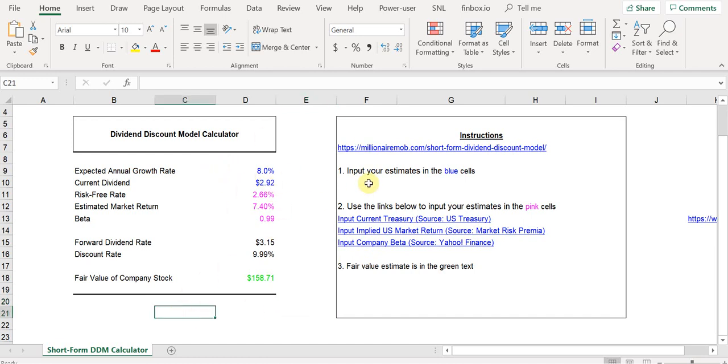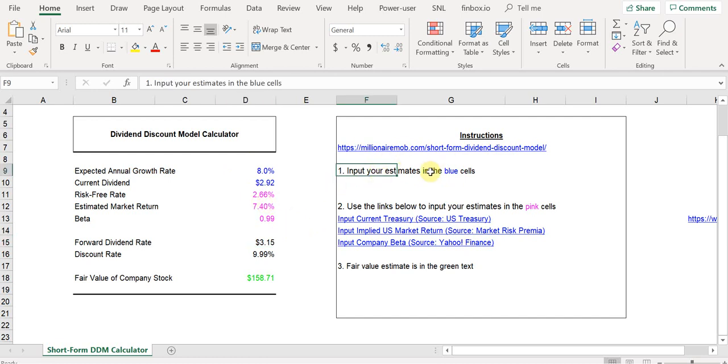So here's the template. There's three various inputs that you can go through. The first one is blue cells, which are your input to the model itself. The second is pink cells, which are external inputs to the model itself. And then the third is green text, which represents your final output value. Everything in between here is just a formula that runs off of everything that's been input in here already.